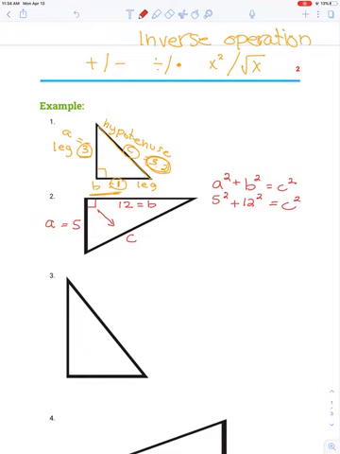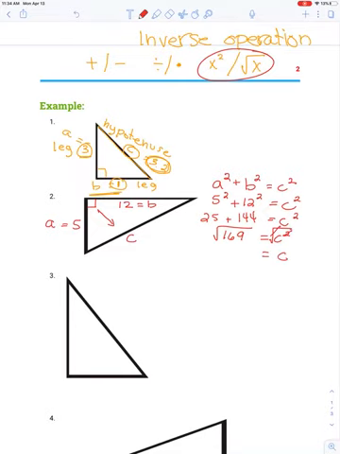Okay, let's simplify this out. 5 times 5. 12 times 12. Bring down our c squared. Let's do some simple arithmetic. 25 plus 144. It's going to give us 169 equals c squared. Again, inverse operation. So I'm going to take the square root of both sides. That cancels our squared. So I get c.